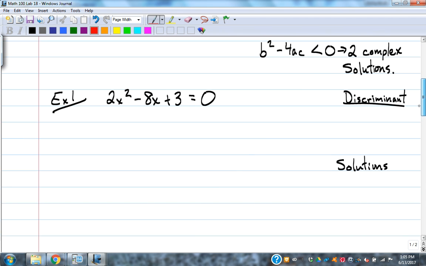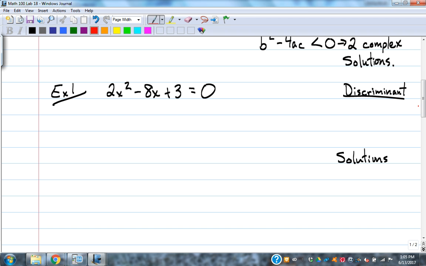So let's look at the first example and take it through all the paces. We have 2x squared minus 8x plus 3 is equal to 0. It is ready to do the quadratic formula with. Oftentimes you will find it useful to list a, b, and c. And then the first thing we want to find is the discriminant, so that we know what kind of answers we should be finding.